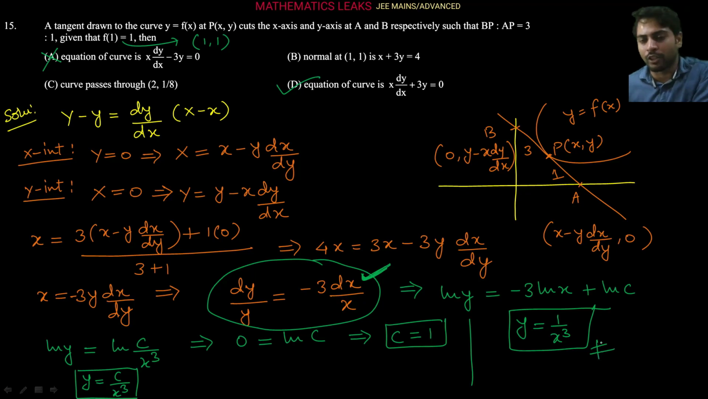If you put x is equals to 2, so 1 upon 2 cube means 1 upon 8. So y coordinate is coming what here? 1 by 8 only. So C option is also correct here. Correct?